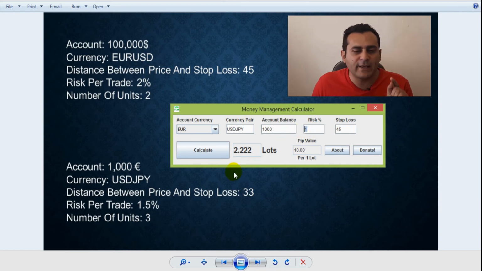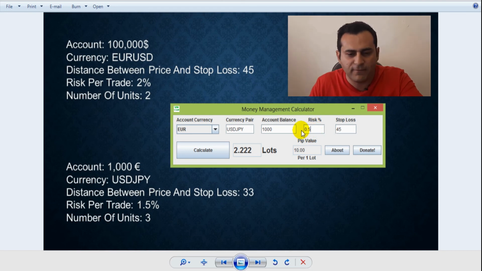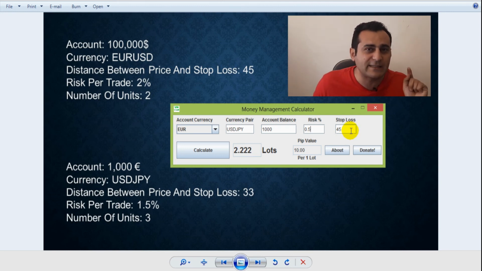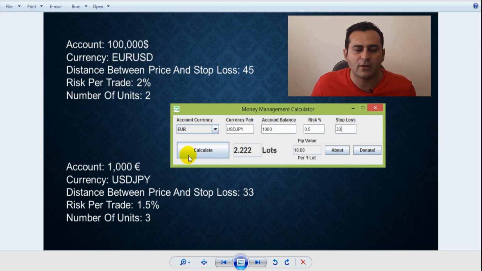He wants to risk 1.5%, okay? But in 3 units. So we should divide 1.5 by 3. It will be 0.5, okay? And the stop loss, you know the stop loss is the distance between the entry point and the stop loss point. In this case, it's 33 points. 33, okay? Now click on calculate.